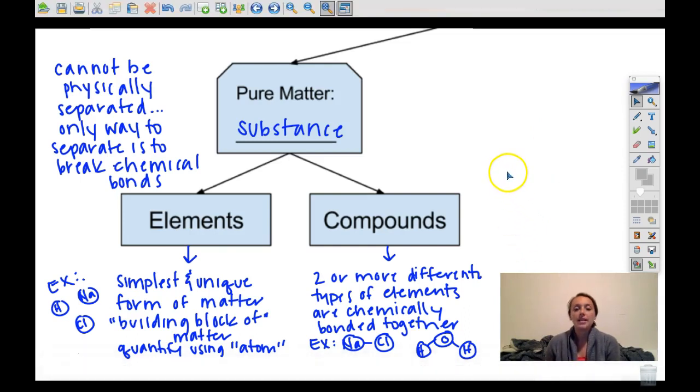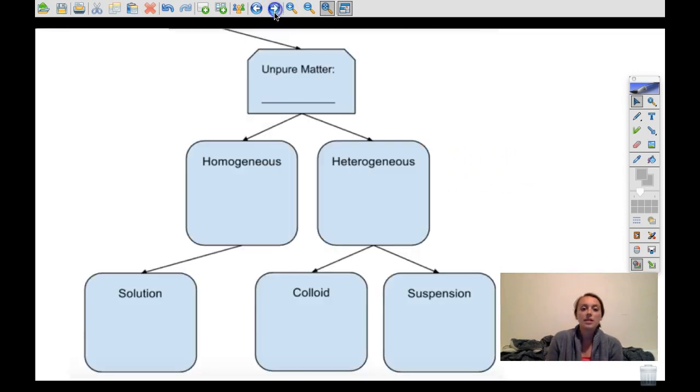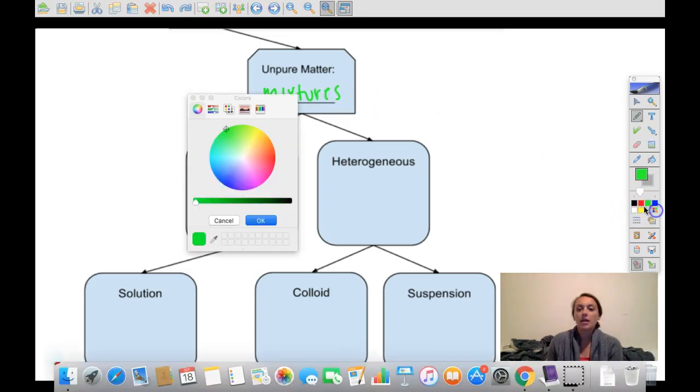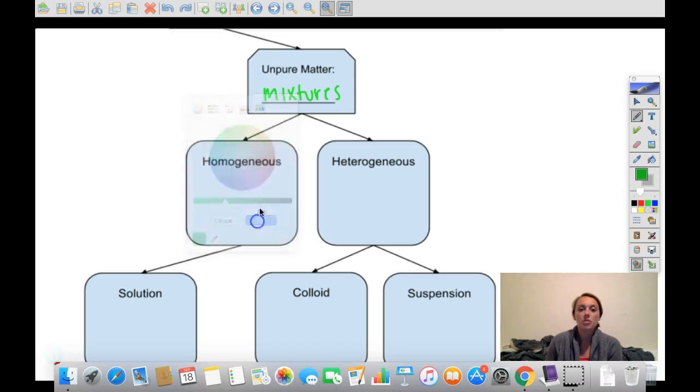So that takes care of the pure matter side. The more complex side is the unpure matter, or what we know as mixtures. And mixtures are incredibly important to know because you will encounter more of those over time than not. So mixtures are ones that can be physically separated.